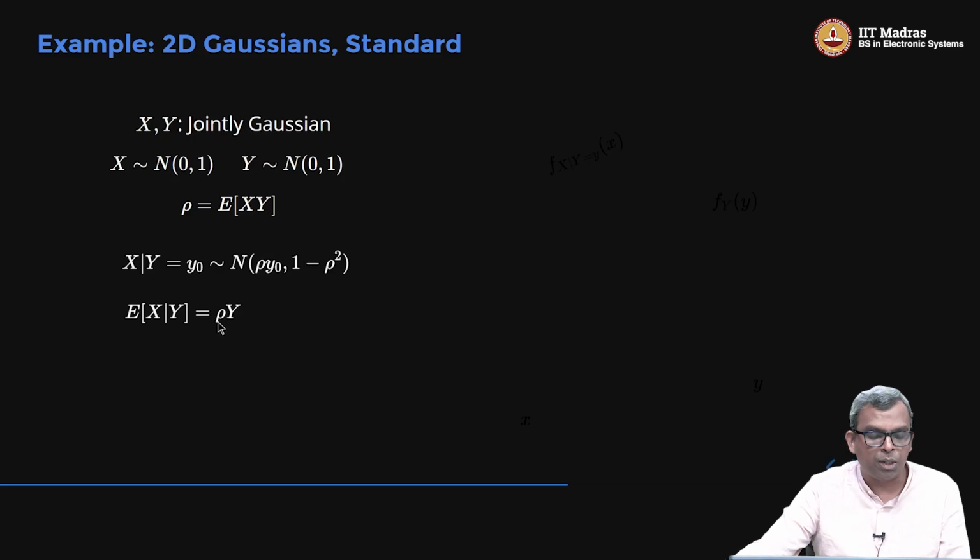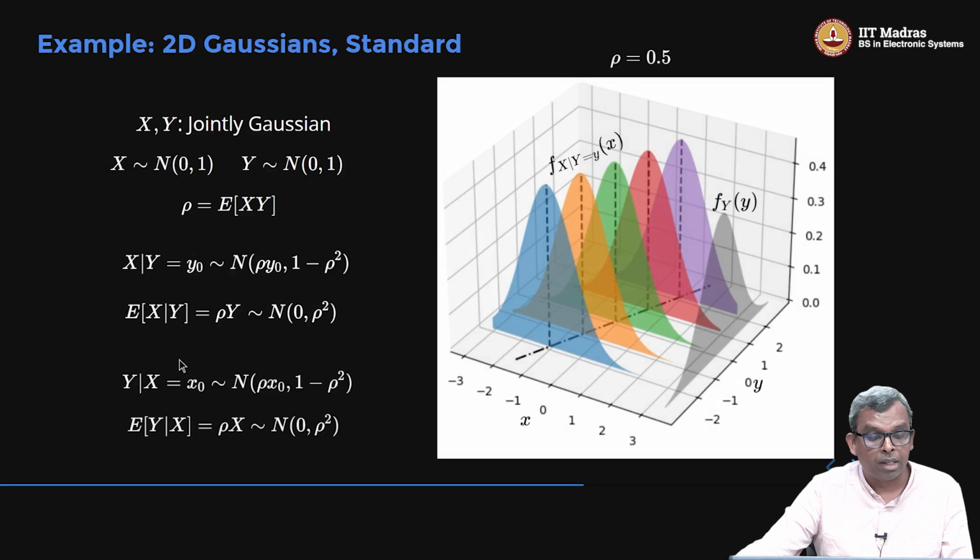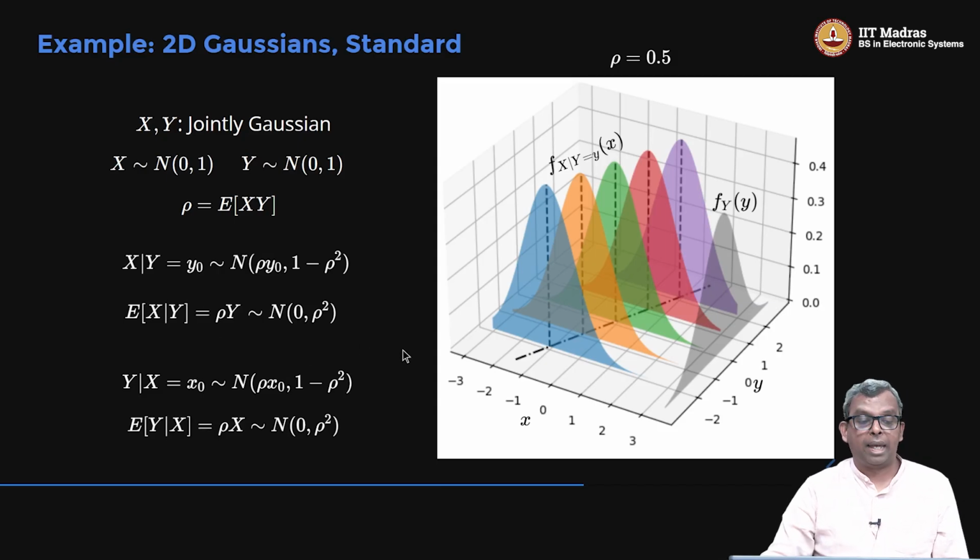So a moment's thought will tell you that this is also Gaussian. This is actually normal with mean 0 and variance rho squared, but this sometimes is needed. We'll see later on when it's needed. Okay. So likewise, you can also do y given x equals x naught, and this is also normal. So expected value of y given x also becomes rho times x, which is again normal 0 and rho squared.